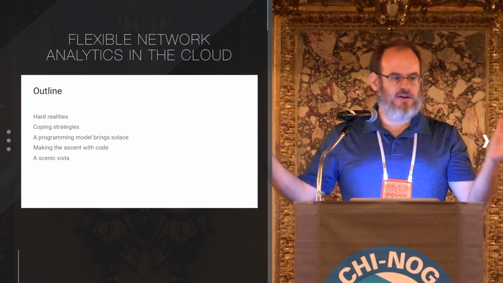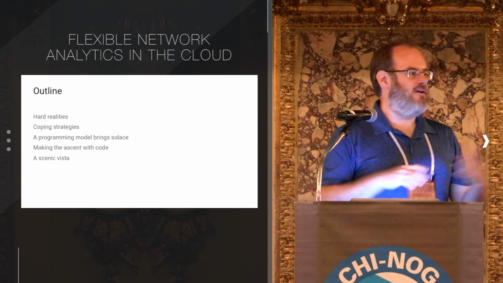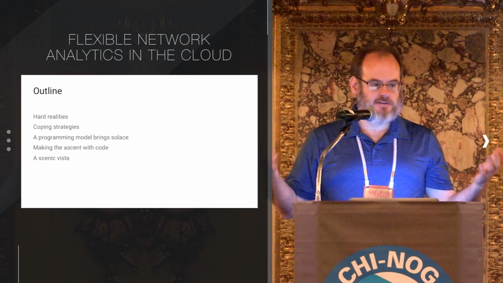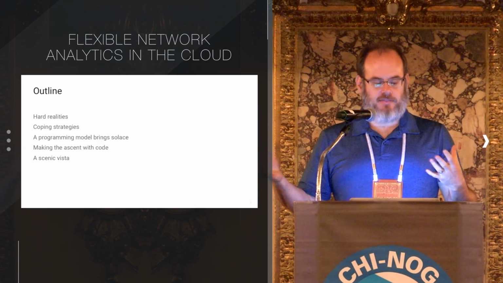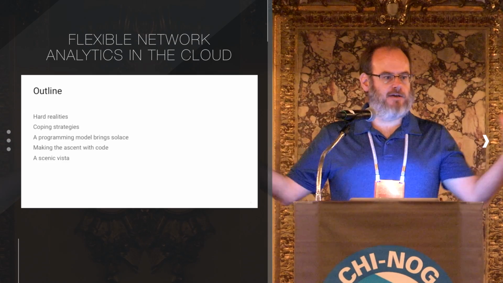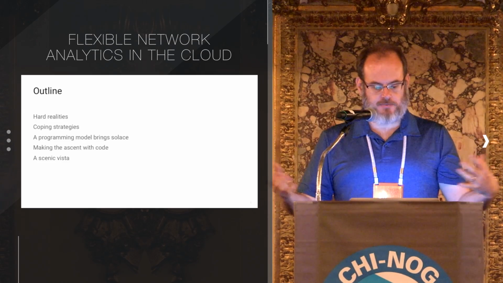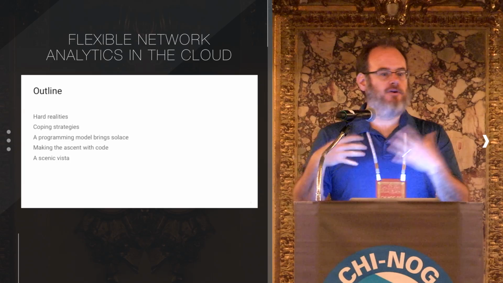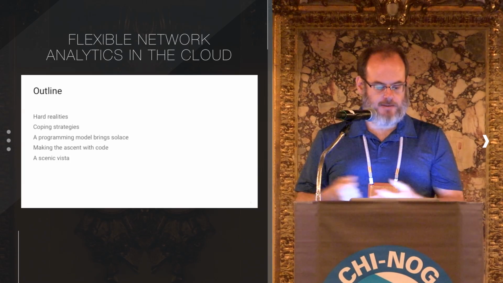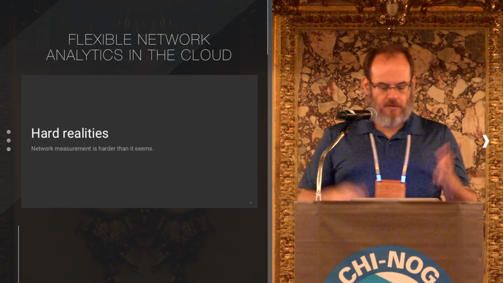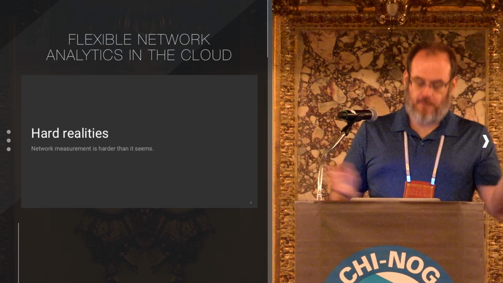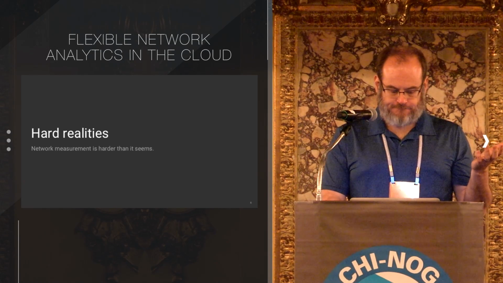So here's the kind of outline of what I'm going to talk about. I'm first going to talk about some hard realities, and I'm going to talk a little bit about how we cope with those realities. And then I'm going to talk about a programming model that we found that really helps to bring some of these ideas together about how to approach this problem. And then I'll get into a little bit more detail with some very simple code examples, and then finally just talk about where we've gotten to.